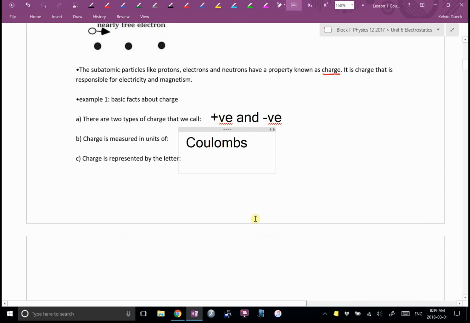Charge is represented by the letter... We can't use c. That's taken for the speed of light.